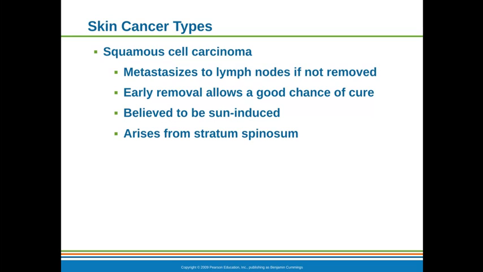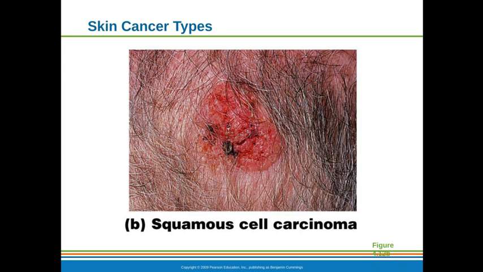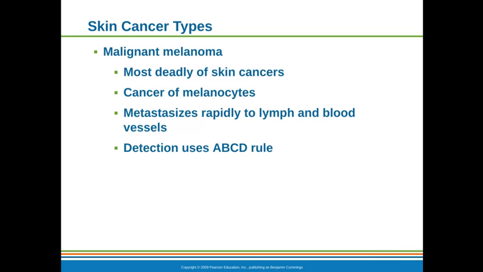Now, with our squamous cell carcinoma, it metastasizes to lymph nodes if not removed. Once it gets into the lymph nodes, it can wreak havoc in the body. The lymph nodes are going to be part of our immune system. Obviously, we don't want to have issues with that. Comes from the stratum basale, and again, most likely are going to be sun-induced. Okay, so you see here, instead of being this red dome structure, we have this red spot with some black within as well.